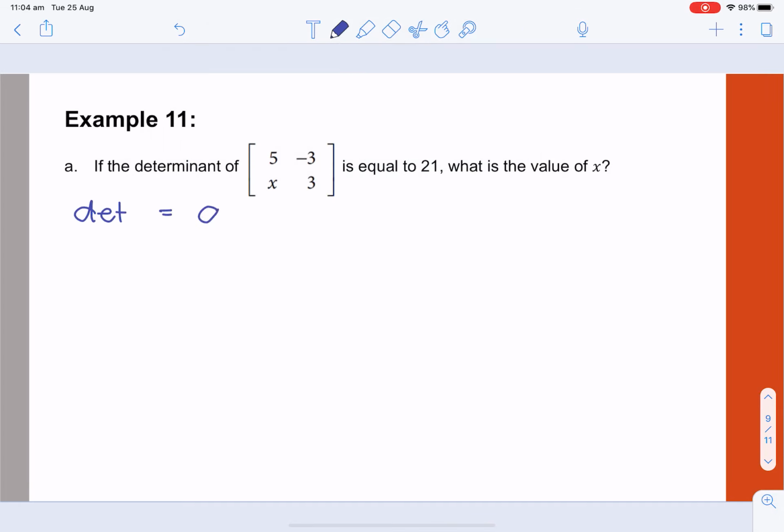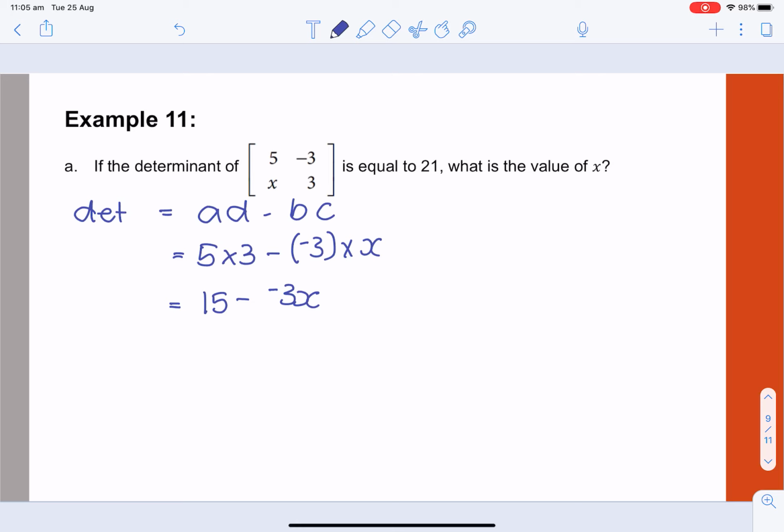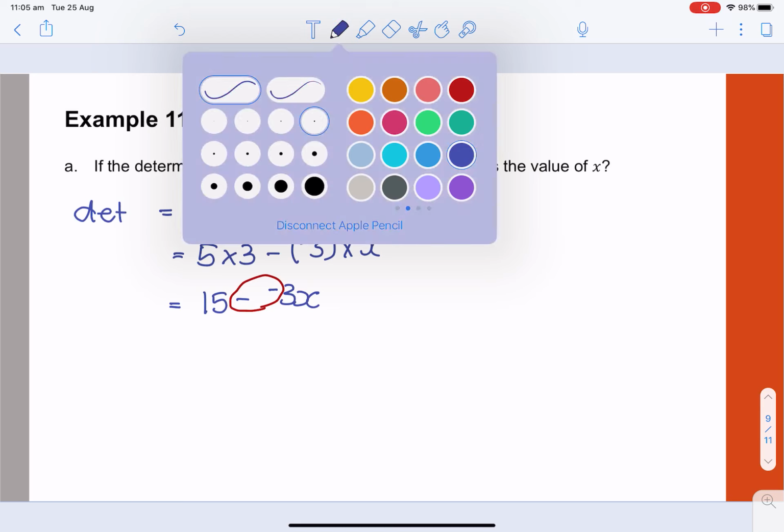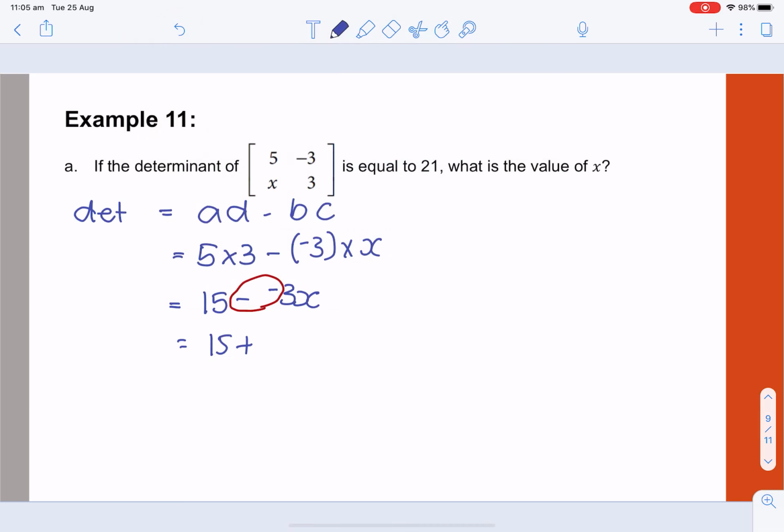Determinant is equal to AD minus BC. So what we do is we substitute in. We go 5 times 3, take away negative 3 times x. So I've got 15 take negative 3x. Now, remembering when I've got my two negatives here, it becomes a positive. So it's equal to 15 plus 3x.